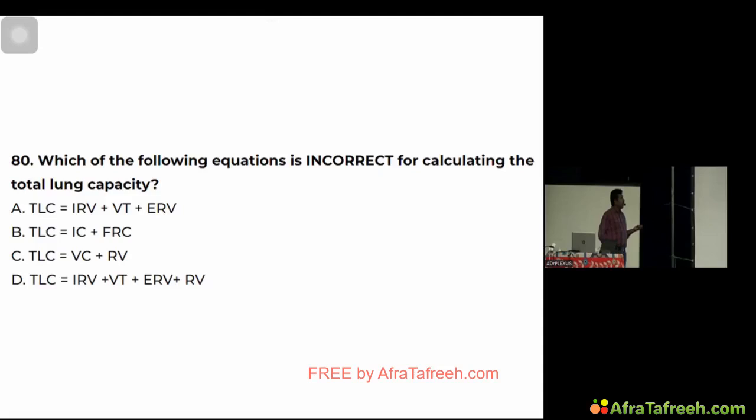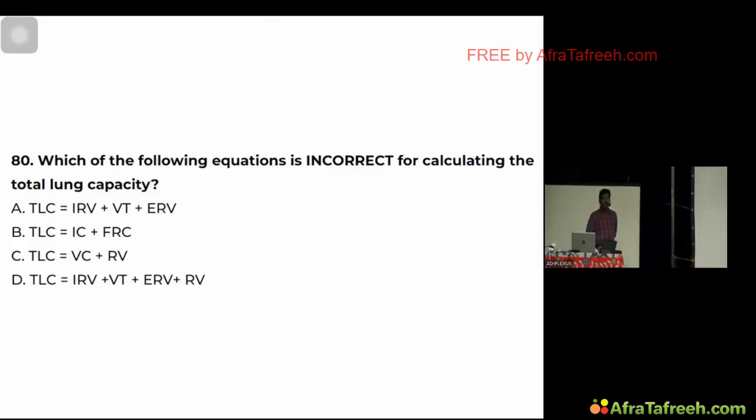In VT itself we already have ERV. So this option is wrong. The answer is A. So even the simple numbers can be questions in your exam. Simple volume curve, volumes and capacities can be questions in your exam. So this is about your spirometry.